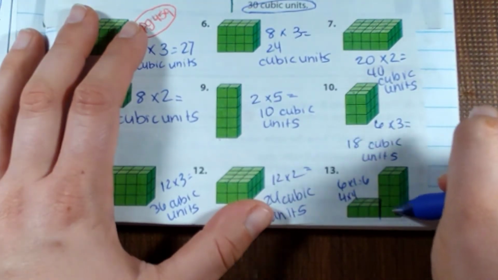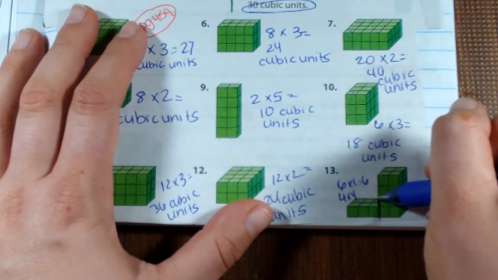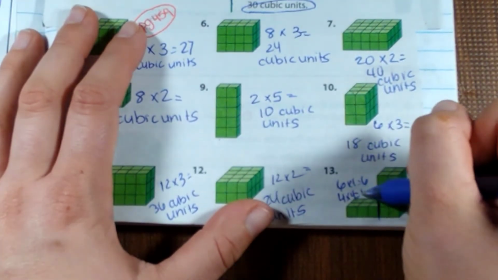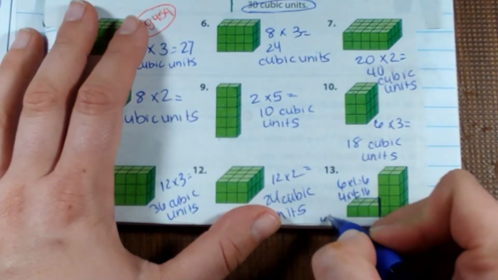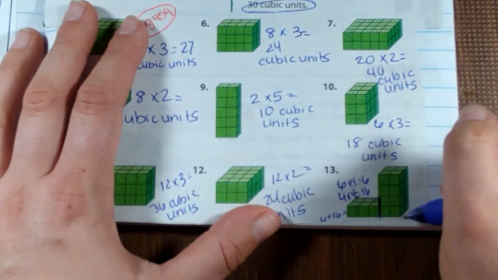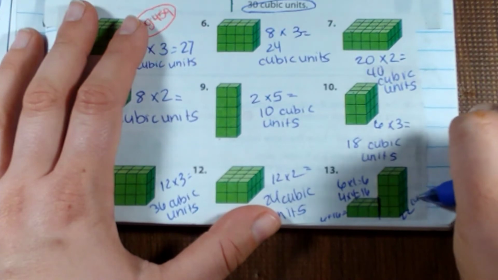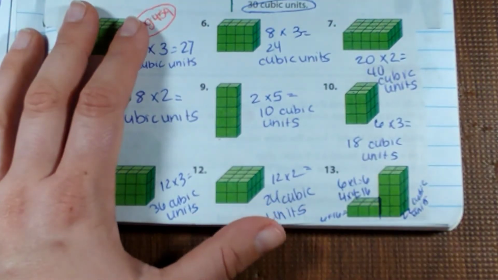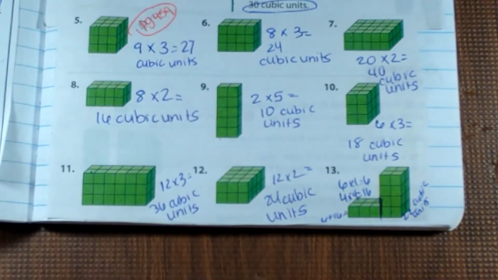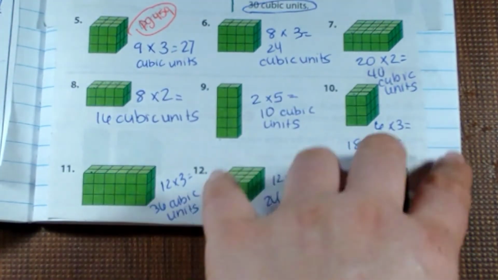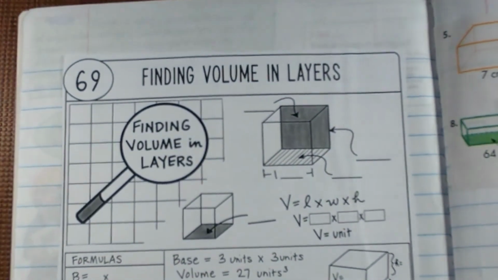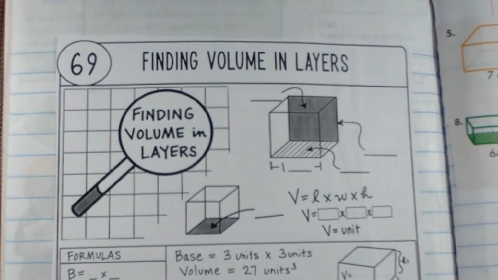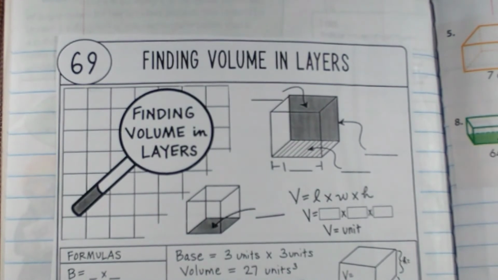Now I'm not going to count any of the bottom layers because that is part of this figure. So it's going to be 22. 6 plus 16 equals 22 cubic units. Okay, and that is lesson 11.1. All right, and lesson 11.2 is finding volume using a formula.